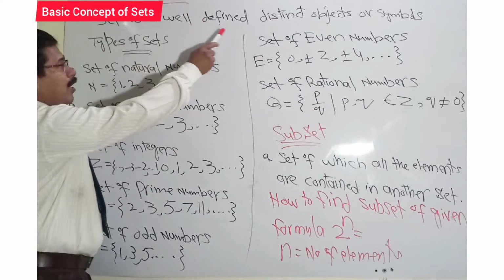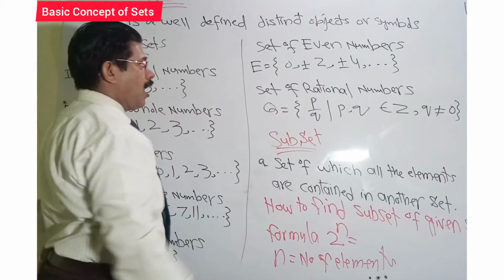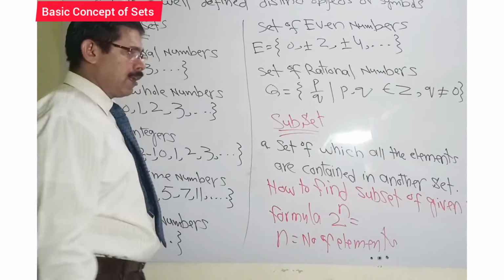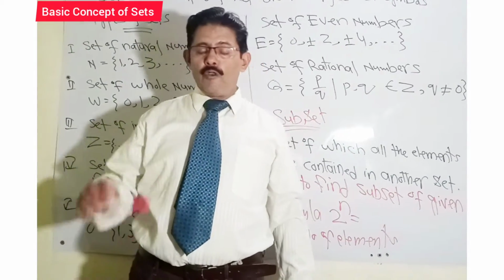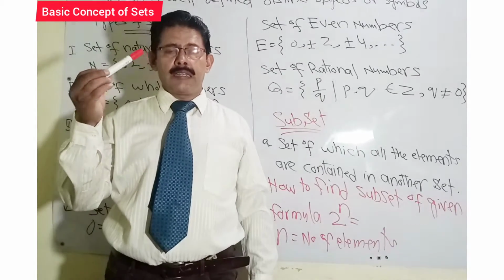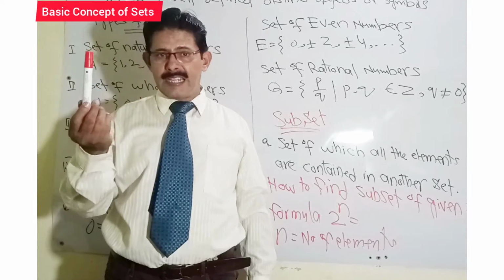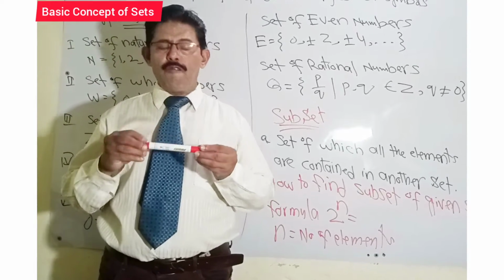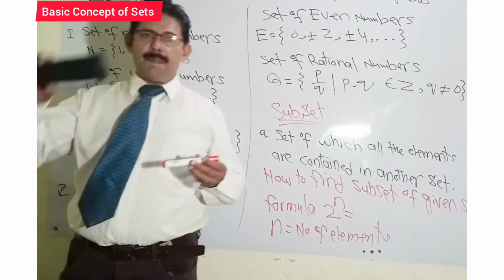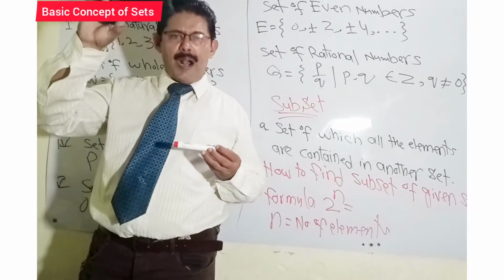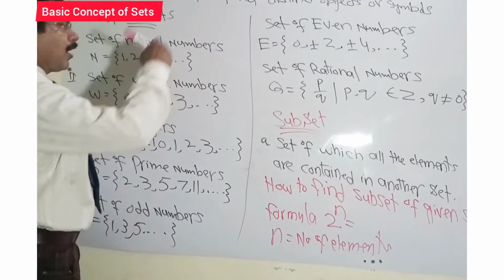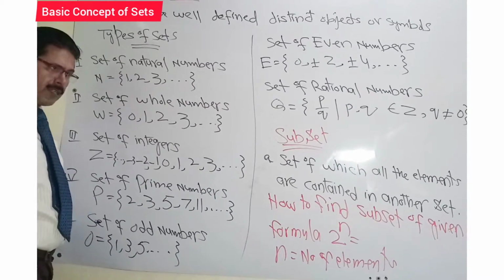A set is a well-defined distinct object or symbol. What does it mean? It means that if we say set of books, we cannot keep the marker in the set, because a marker is not found among the books. If we say set of markers, we cannot keep a register in it because it's not a part of the pencil. So we can say that a set is a well-defined distinct object or symbol.